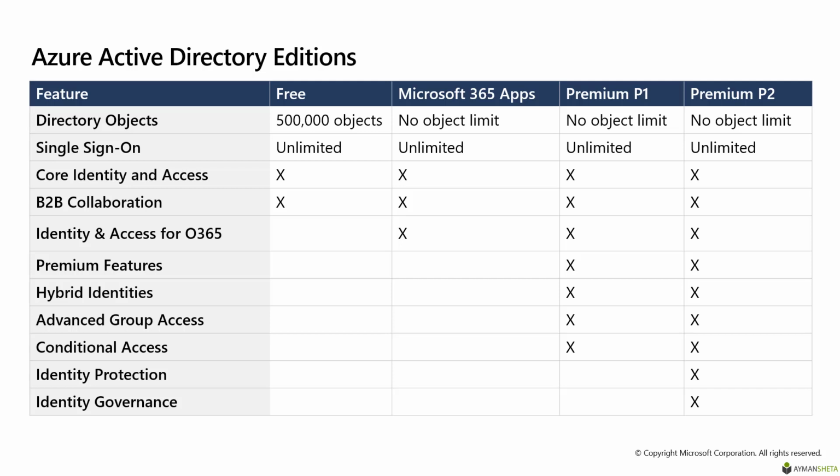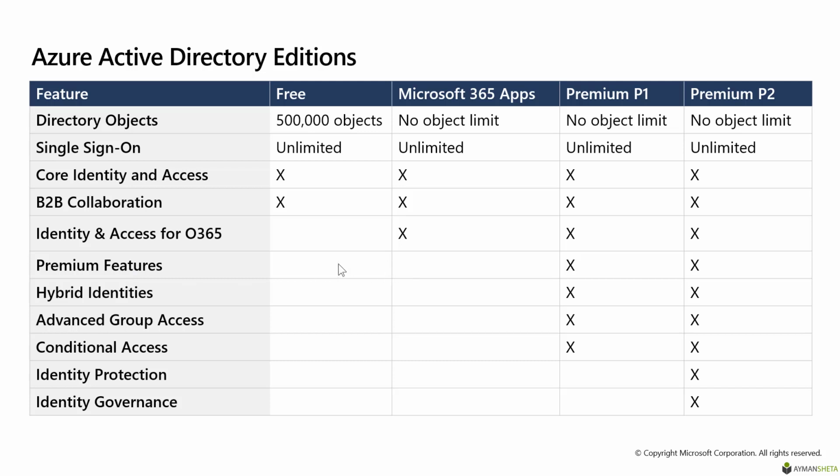Let's go through the slide here. As we can see, for example, in some of the features, the number of objects which can be supported: within the free one, support is limited to 500,000 objects. Within the other versions, we have no object limitation. Single sign-on is the same in all, with unlimited use. Let's go through the differences. Also, we have identity and access, and business-to-business collaboration. Identity and access for Office 365 is not available for the free one, but is available for the Office 365 apps edition, P1 and P2. Premium features are not available within Microsoft 365.